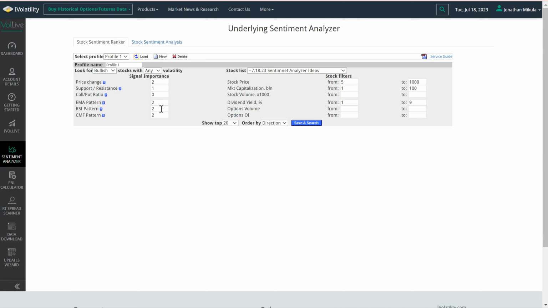We're looking for the EMA, RSI, and the money flow. Those are what's important for us. We only want to see stocks that have a share price above 5 and below 1,000. We only want to look at names that have a market cap above $1 billion and below 100 billion. And we only want to look at names that pay a dividend from 1 to 9%.